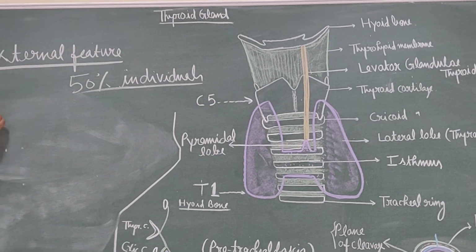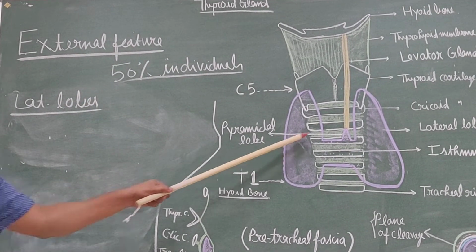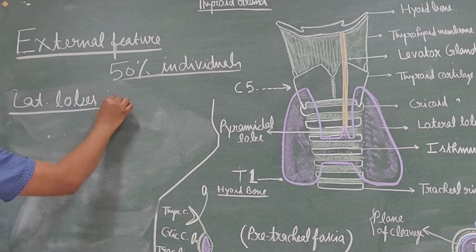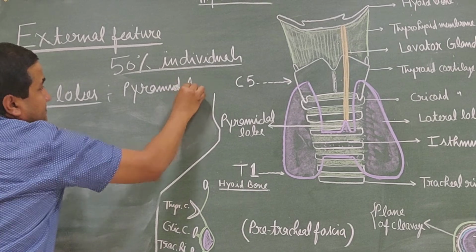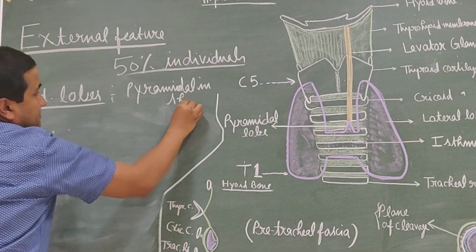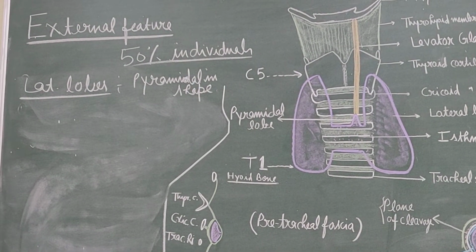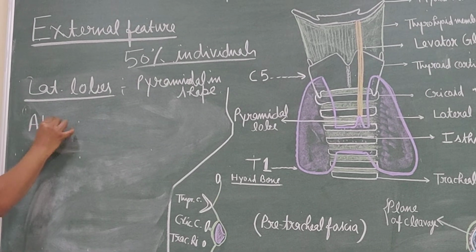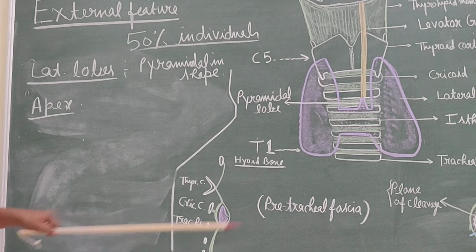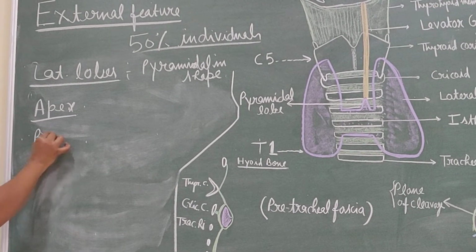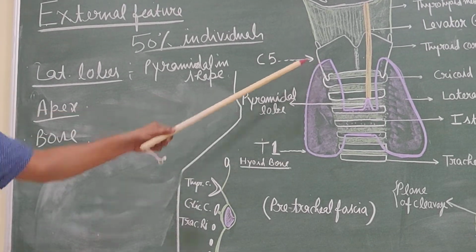These are the lateral lobes. They are pyramidal in shape. Each lateral lobe has an apex, then a base. The base is directed downwards, and the apex is directed upwards.